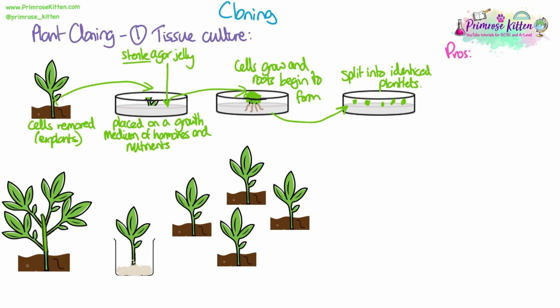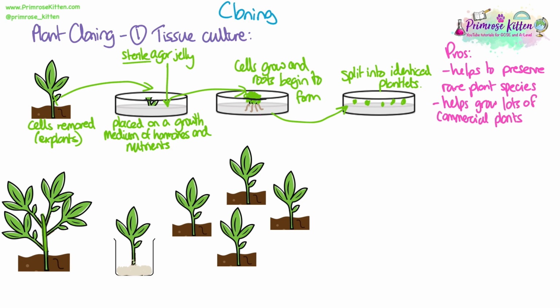The positives of doing plant cloning this way is that it can help to preserve rare plant species. So if you only have one or two individuals of a plant species left, you can take a small amount of cells from each one and make many copies. This also helps to grow lots of commercial plants. So if you've got a really beautiful flower or a plant that you want to sell lots of and you want to make more of it very quickly, this is a good way. The disadvantages are that it's expensive and it's difficult. It requires a lab and special techniques and a sterile environment. All of this can't just be done by anyone.